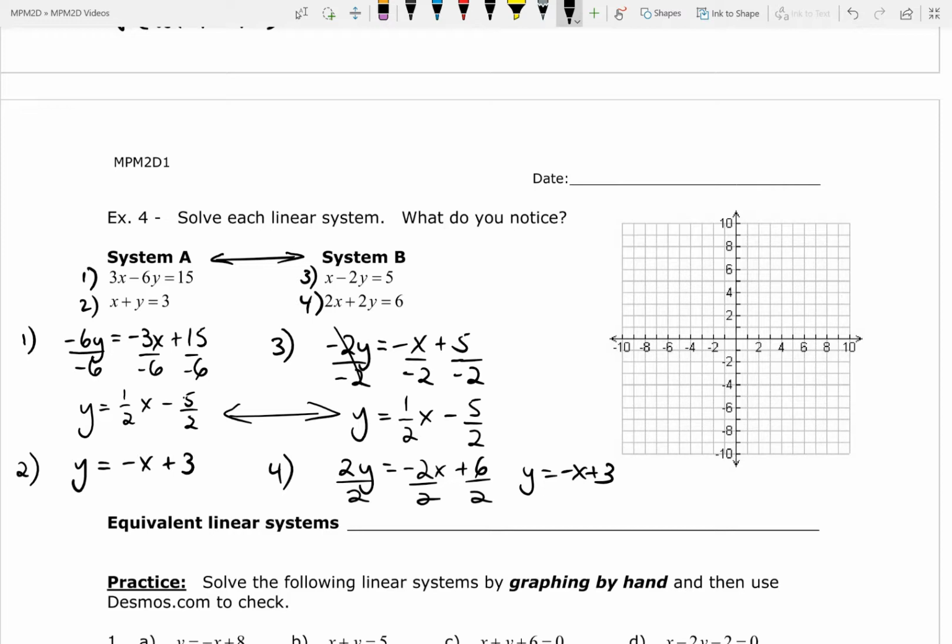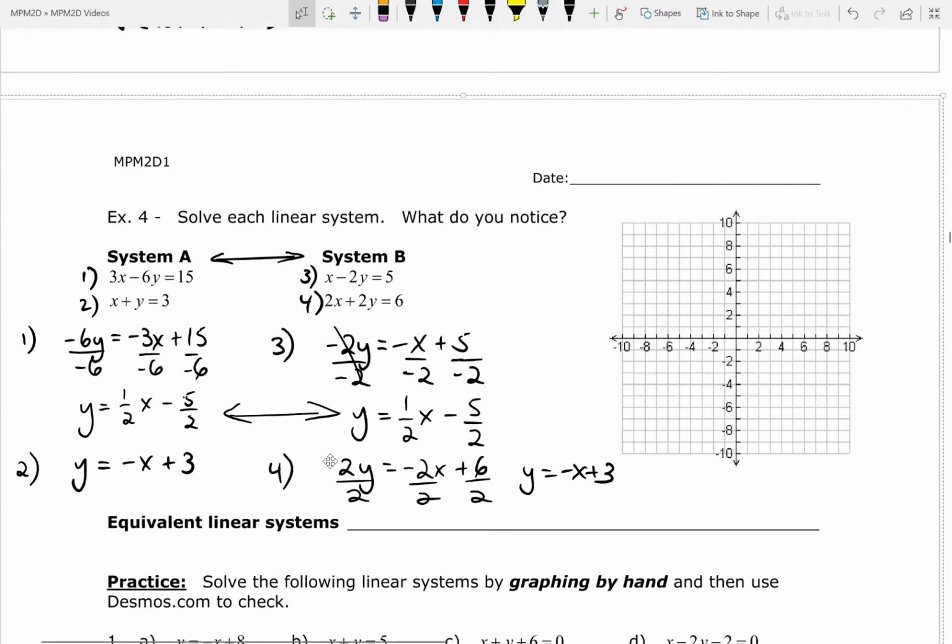Let's plot. There are two distinct equations here, two lines that I can plot. With the first one here, I have 1 over 2x minus 5 over 2. So 5 over 2 is the same thing as 2.5. So negative 2.5 is right about here. And the slope is rise over run. So rise 1 over run 2. So right about there.